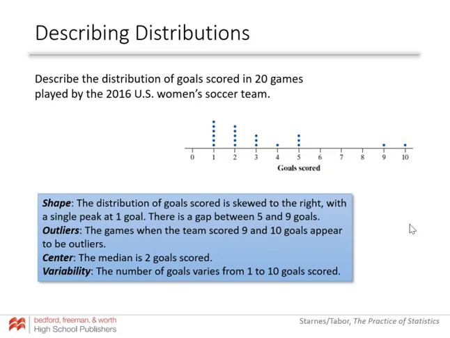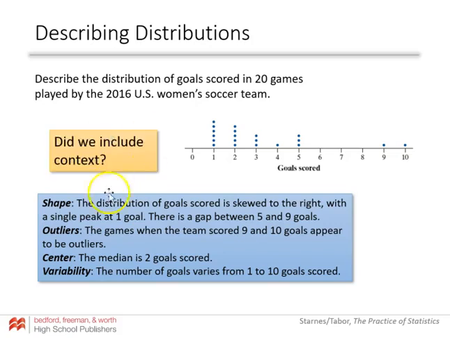When we talk about the center, we're talking about the median. Remember, that's the middle number. If you remember from middle school, like crossing out numbers, you can also cross out dots. So we have 1, 2, 3, 4, 5, 6 dots here. If I cross off dots from both ends, my middle is going to be somewhere in here, so it's going to be 2. And then when we talk about variability, we're just talking about how the data is spread out. All of the goals scored numbers are between 1 and 10.